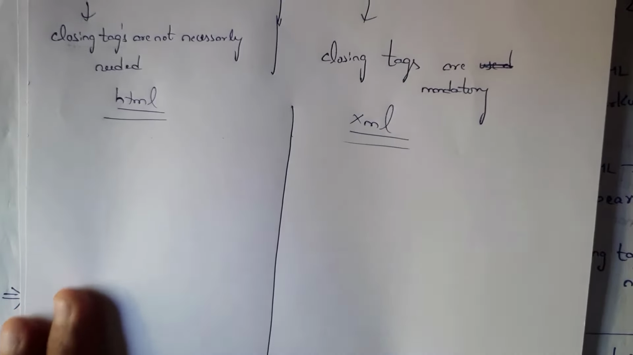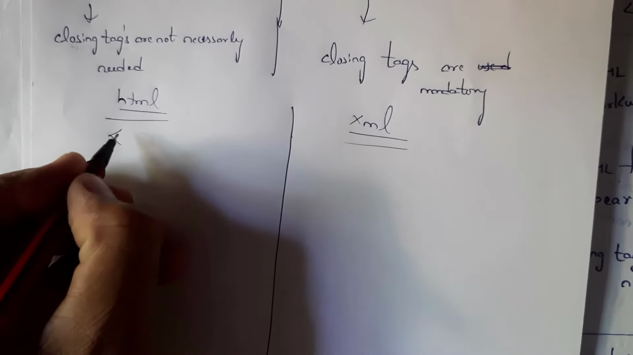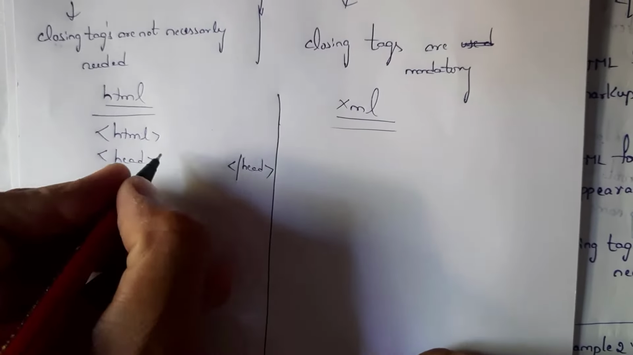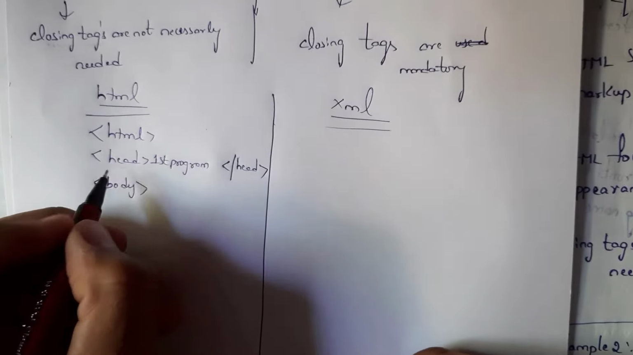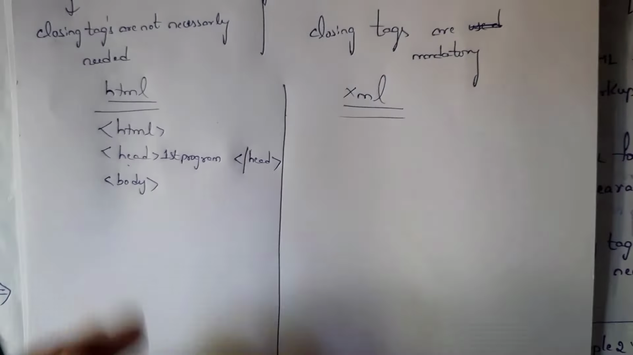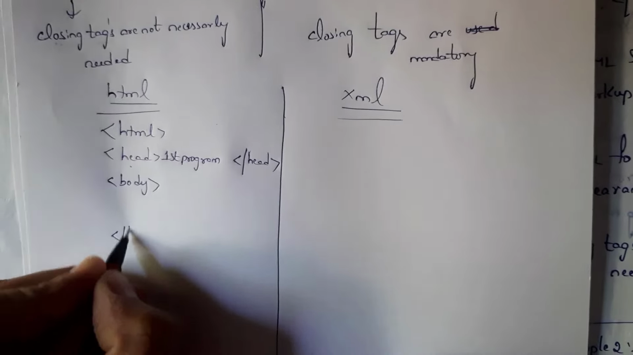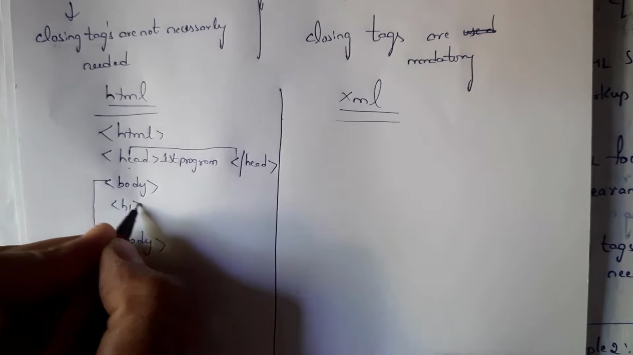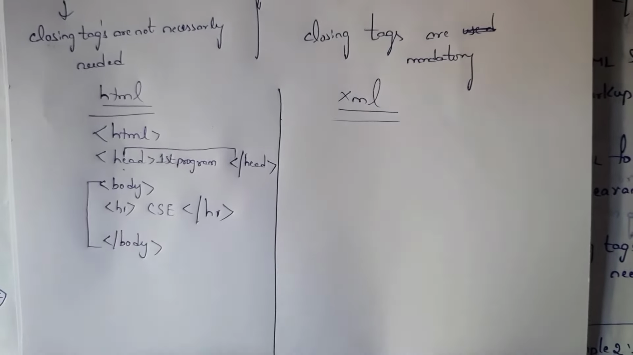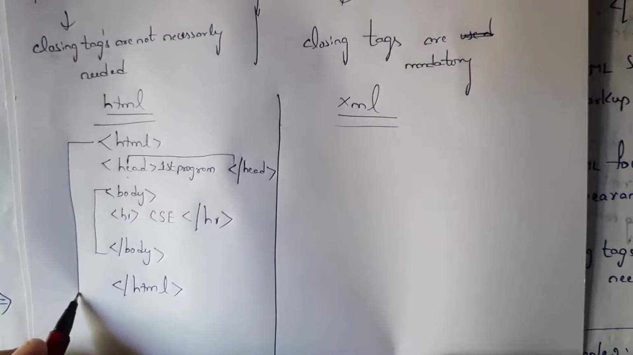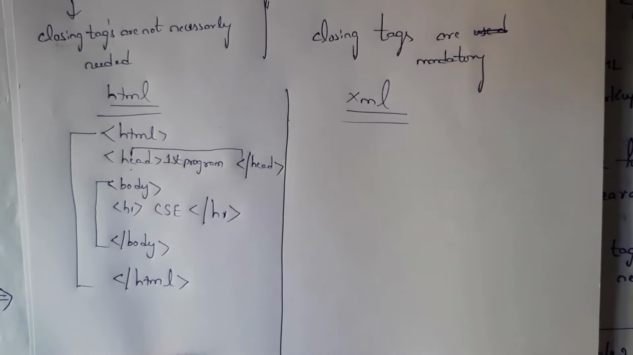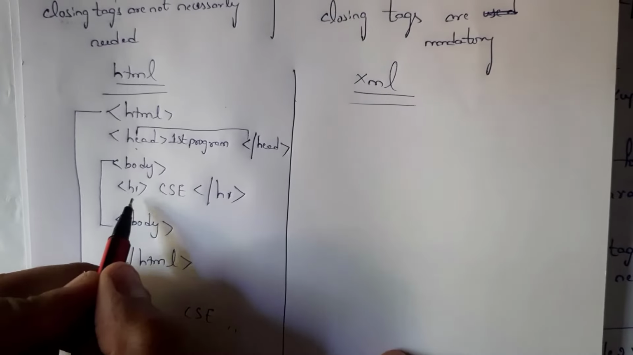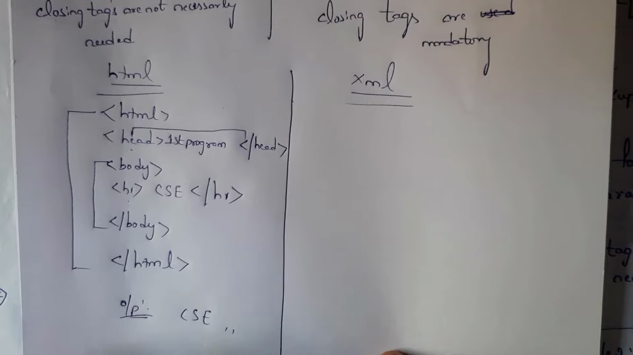At first I will write a program of HTML. As we all know, every HTML program contains head and body. Inside head we need to write title. I am giving the title as first program, and for every open tag there should be a closed tag. Inside body we need to write the actual program. Inside body I am writing a heading as CSC and I close this heading, and at last we need to close HTML. This is a simple program of HTML. Output is CSC, because I took the heading as CSC.